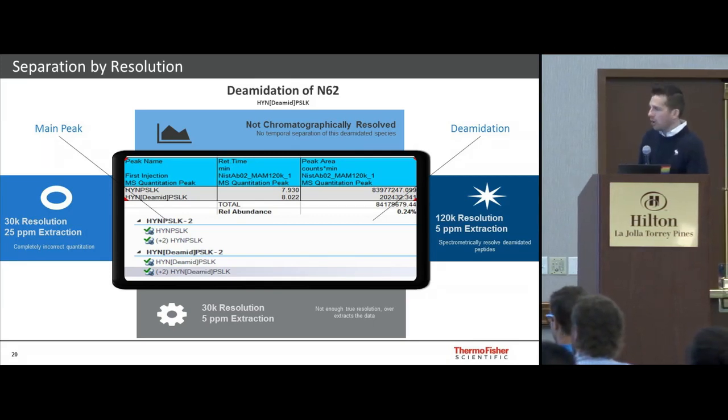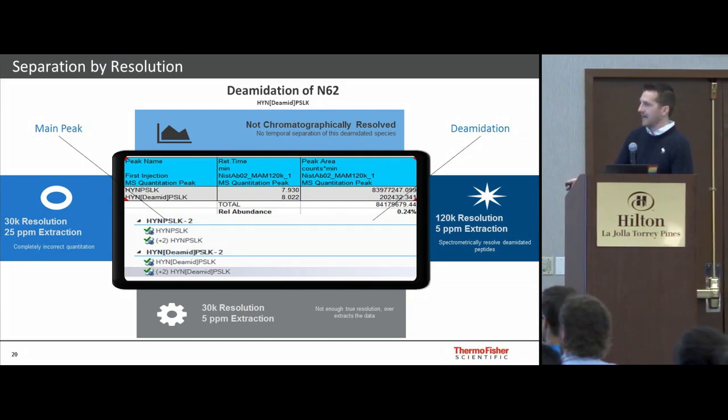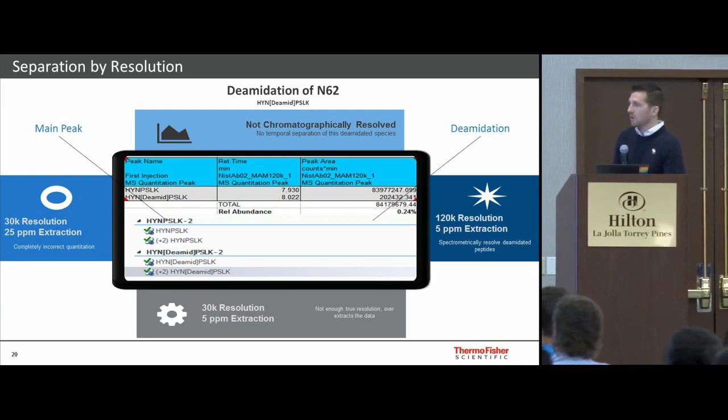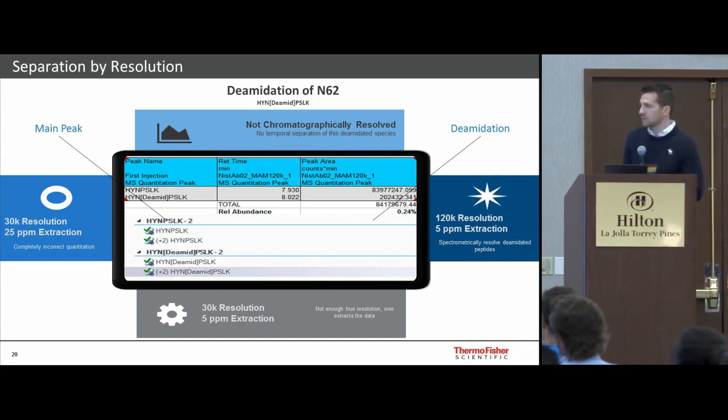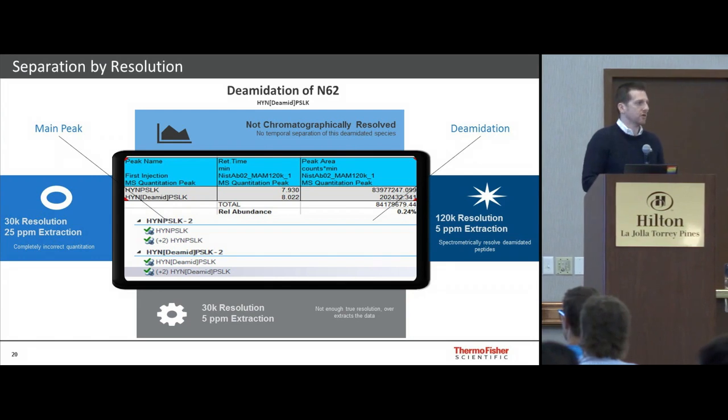When you collect the data at 120K resolution, and all you have to do is just put the checkbox on the Exactive method, now you actually have a peak that has about 5 ppm of width. You can do the extraction, the integration, everybody's happy, you get the green check mark, that's what we like to see, and you get a reasonable relative abundance, about 0.25% for a freshly prepared sample.